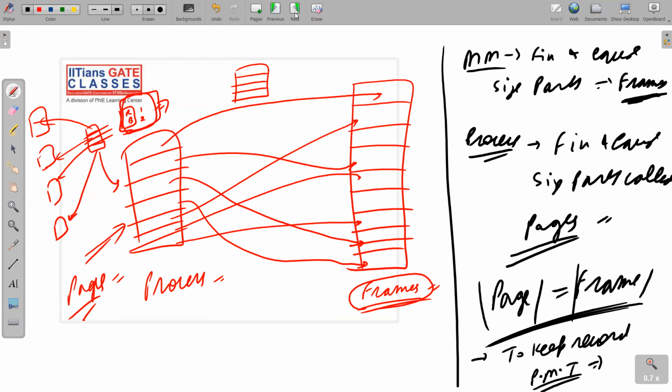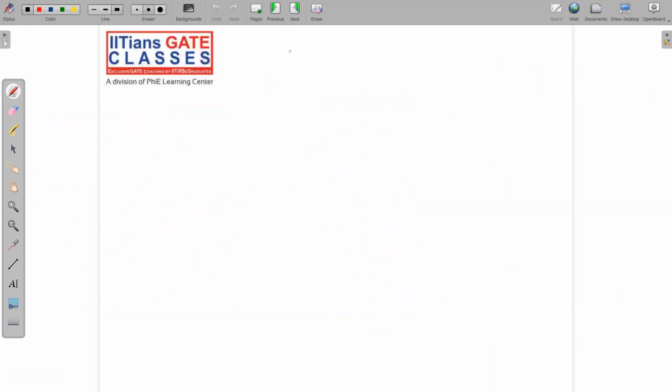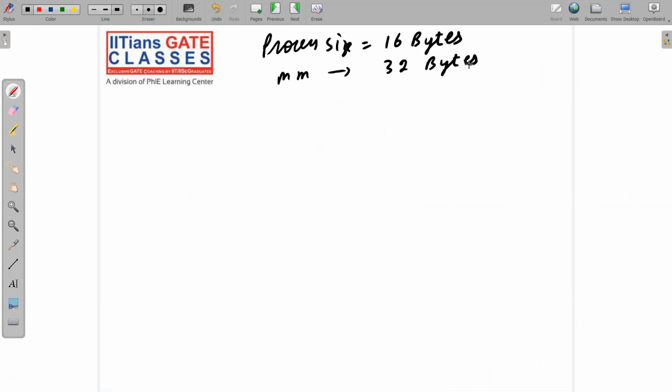Now I will take a small, very simple numerical so that you get more clarity. Let us suppose my process size is just 16 bytes, main memory is 32 bytes, and page size is 4 bytes. I am just assuming it; these are very small sizes, but we are taking them for the sake of simplicity. So now let us build these bytes.